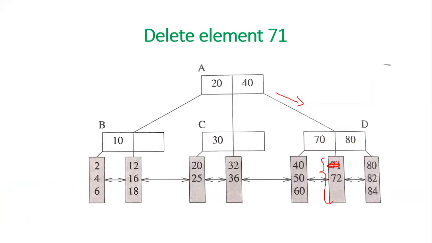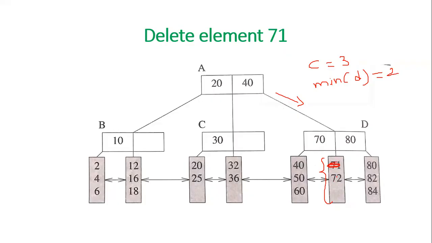When you delete, this node becomes deficient, because the capacity of the data node is 3. So what is the minimum the data node should contain? Minimum the data node, I'll mention as D, should have ceil of 3 by 2. That is, minimum it should have 2 elements. After deleting it has only one element. So now this deficiency should be removed.